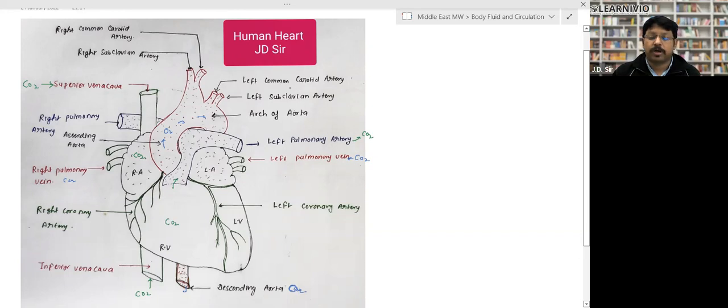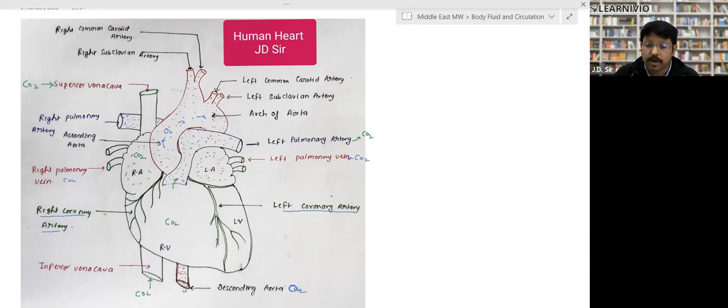Left common carotid artery takes the blood to the left part of the brain, right? That's how it supplies the blood. One more important thing. This is the right coronary artery and this is the left coronary artery. Coronary artery is the only artery which supplies oxygenated blood to the heart itself, because the heart itself requires oxygen for its functioning. Rather, since it functions continuously, it requires a large amount of oxygen continuously.